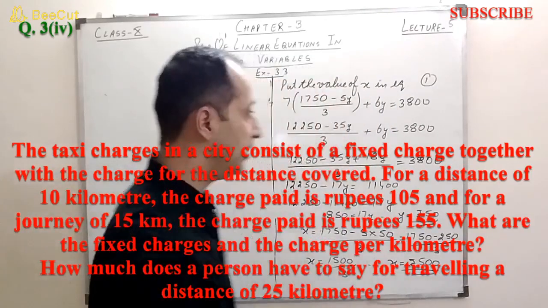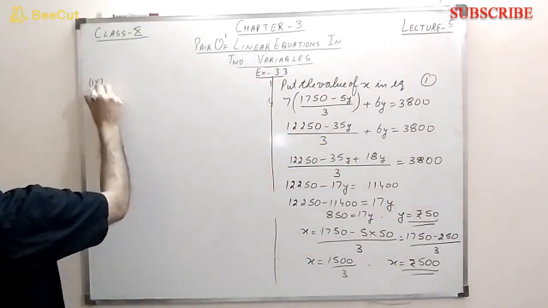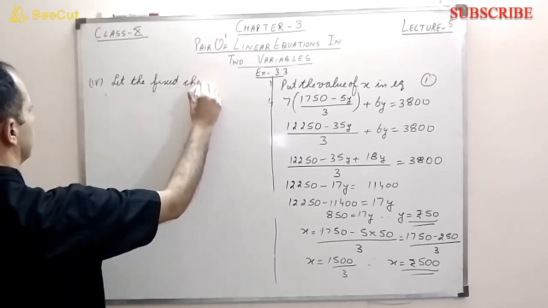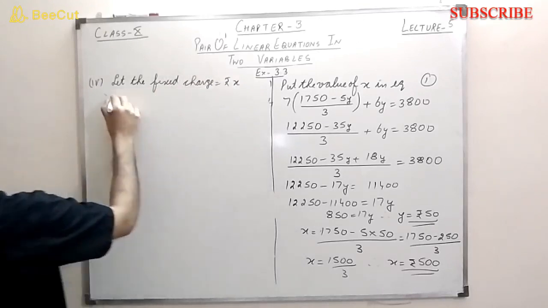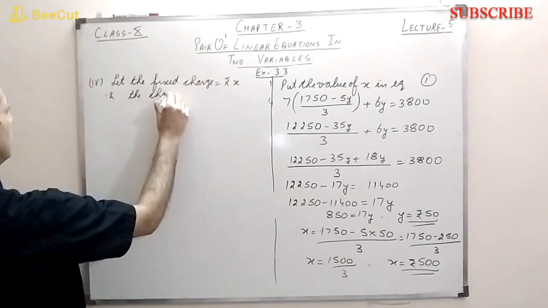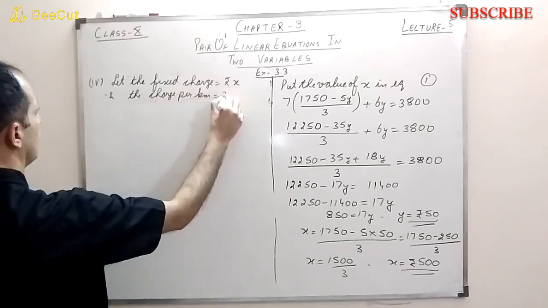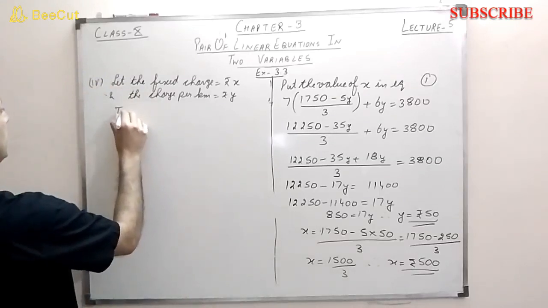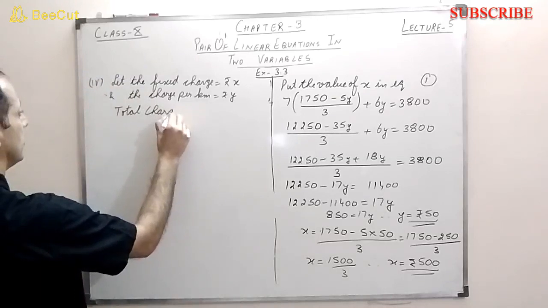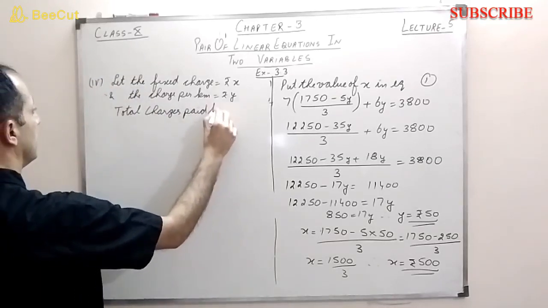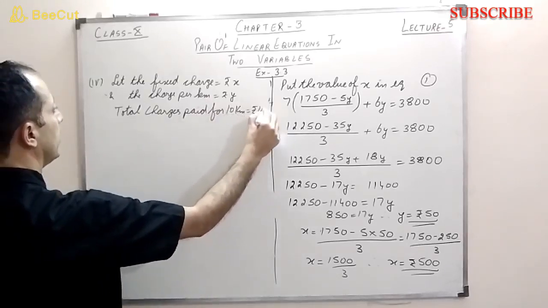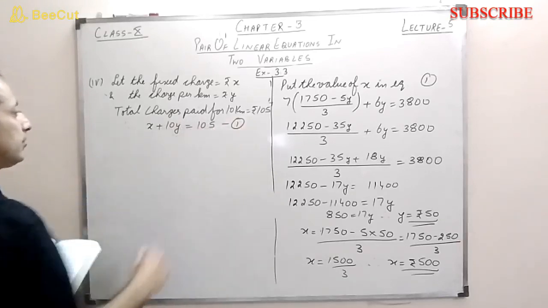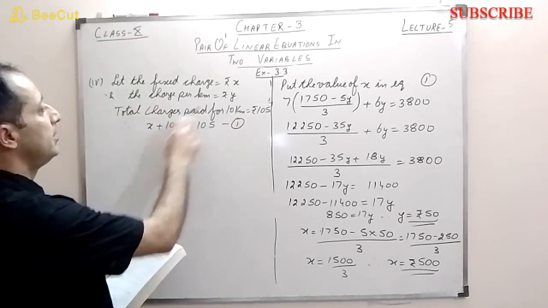We suppose these two things are x and y. So the fourth part, let the fixed charge be rupees x and the charge per kilometer be rupees y. Now what is the first thing given? For a distance of 10 km. So we write, total charge paid for 10 km is given as rupees 105. So the equation would be here x plus 10y equals 105. Right? So this is the fixed charge plus charge per kilometer we have.